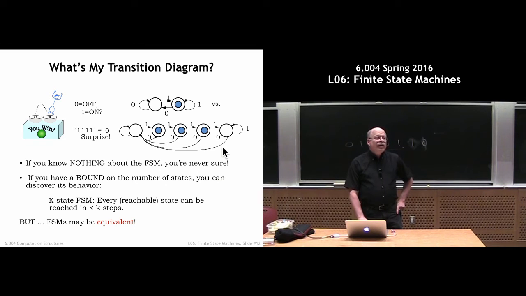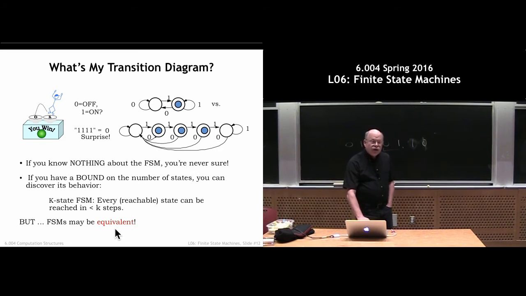But unless there's a bound on the number of states, this notion of external behavior does not give us all the insights we need for what the state transition diagram looks like, unless we know the bound on the number of states.